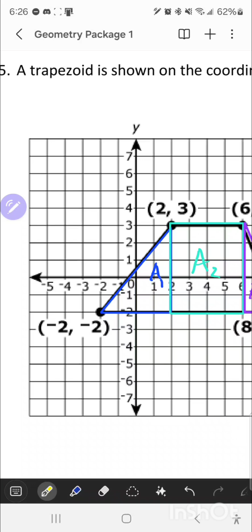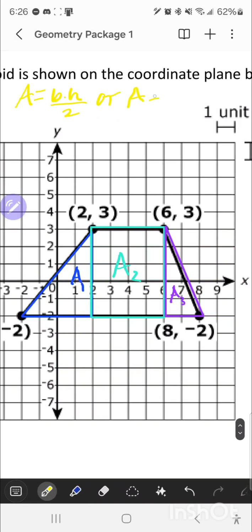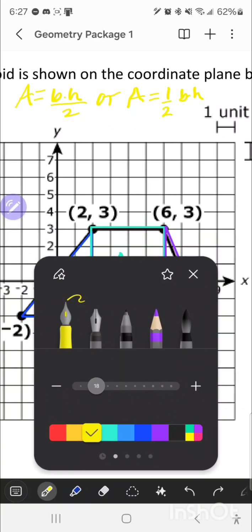To start with, we know the formula for a triangle. The area for a triangle is area equals base times height over 2, or as I have explained in the videos before, A equals 1/2 base times height. Either formula you use is the exact same thing. It's just preference. I will use this one.